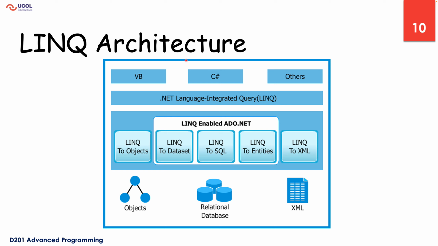Again, if we look at the LINQ architecture, we have VB, C#. These are the different languages present in Visual Studio, the Microsoft programming suite. So we have .NET Language Integrated Query, that is LINQ. Then we have LINQ to Objects, LINQ to DataSet, LINQ to SQL, LINQ to Entities. They have grouped these three together because they are related to database development, and we also have LINQ to XML. These will be covered in a future lecture, but today we are going to cover these two: LINQ to Objects and LINQ to XML.